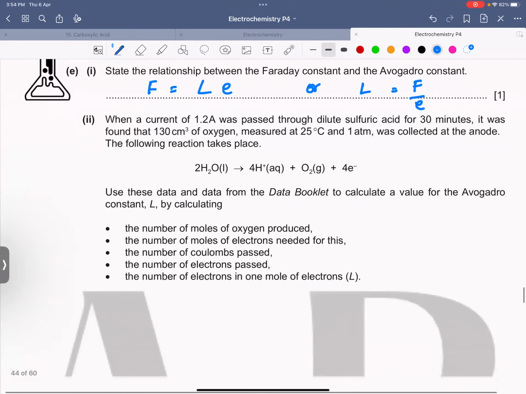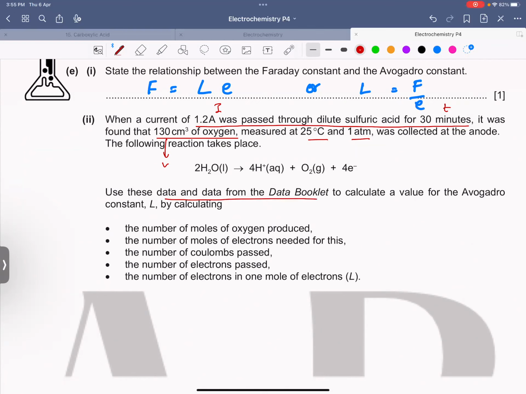Okay. Now see, a current of 1.2 ampere was passed through dilute sulfuric acid for 30 minutes. I have a current, I have a time. It was found that 130 centimeter cube of oxygen, the volume produced at 25 degrees Celsius and 1 atm pressure, was collected at the anode. The following reaction takes place. They have given you the equation as well. Use this data and data from the data booklet to calculate the value of Avogadro's constant L by calculating.